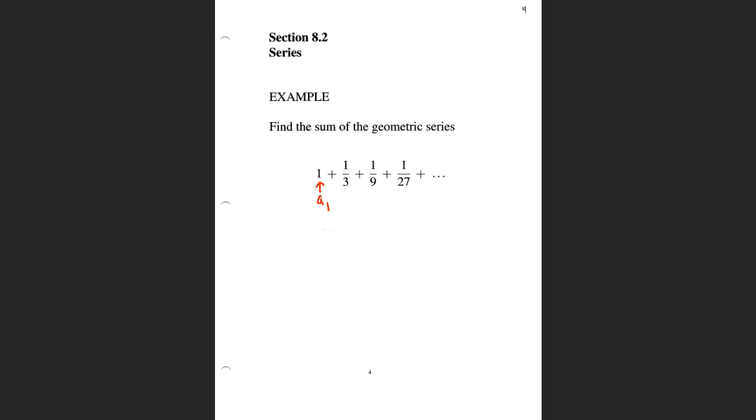One is a sub 1. A third, that's the second term of the series. So 1 is the first term of the series. A third is the second term. A ninth is the third term. 27th is the fourth term. By the way, what would the fifth term of the series be? 1 over what? 1 over 81. That's right, Yonatan. And it keeps going.